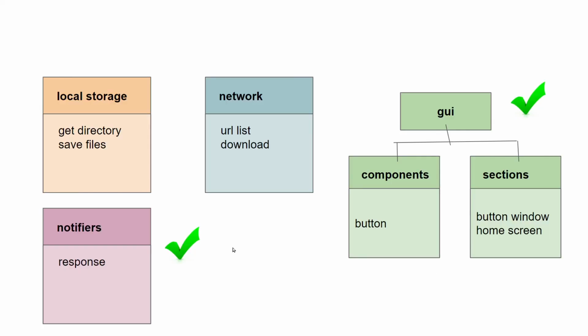Congratulations. You've just covered the most difficult portion of this tutorial lesson, which is state management with notifiers. We're done. We've already completed most of the GUI here. We'll have to reorganize it and change some bits of it, but we have the button working. We have the button window, the top portion of the screen, and the home screen. We next need to work on the local storage and the network.